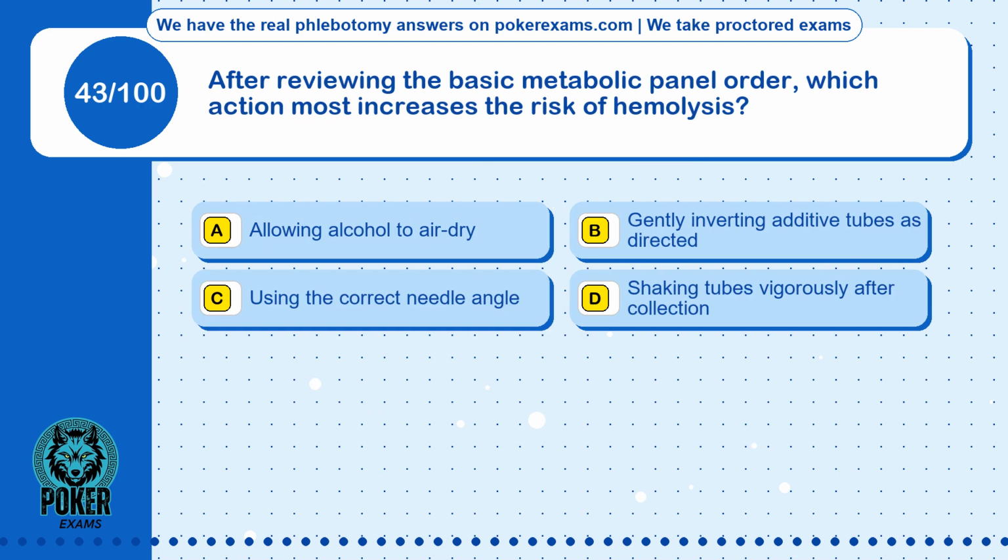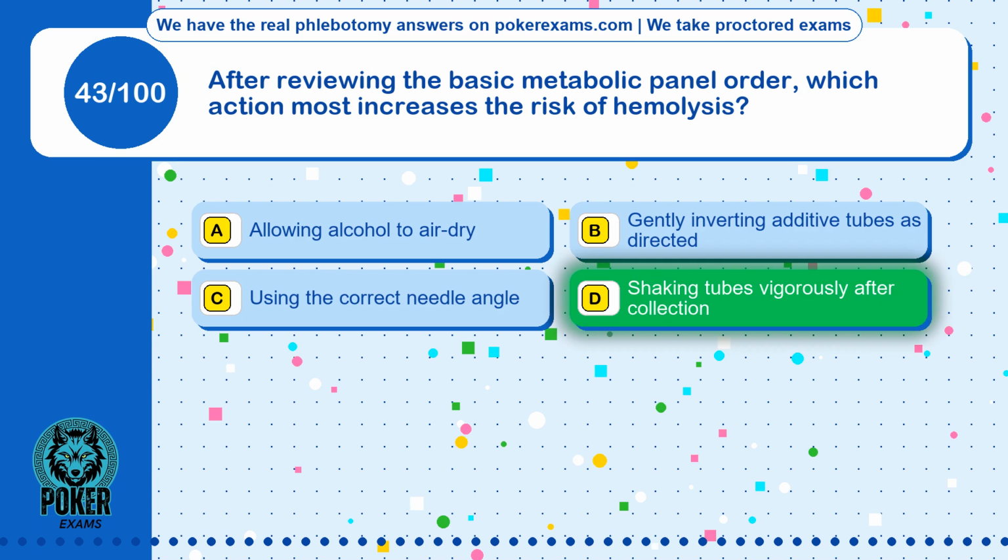Question 43. After reviewing the basic metabolic panel order, which action most increases the risk of hemolysis? Option A. Allowing alcohol to air dry. Option B. Gently inverting additive tubes as directed. Option C. Using the correct needle angle. Option D. Shaking tubes vigorously after collection.